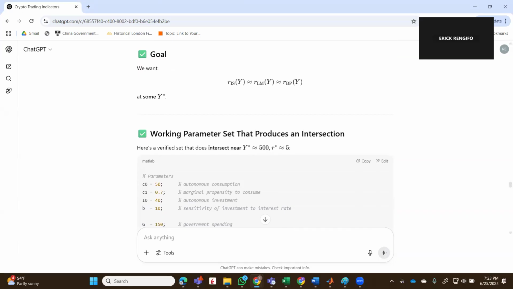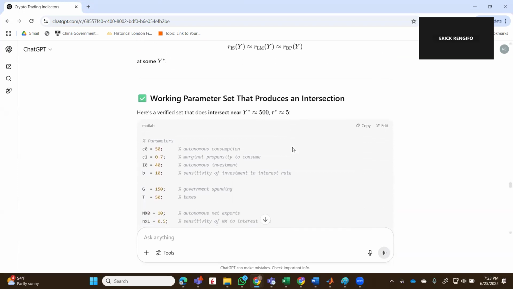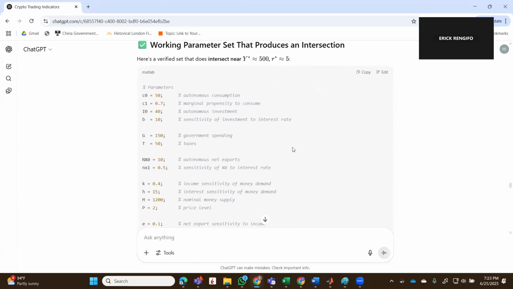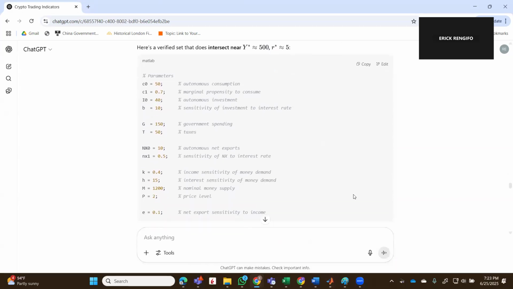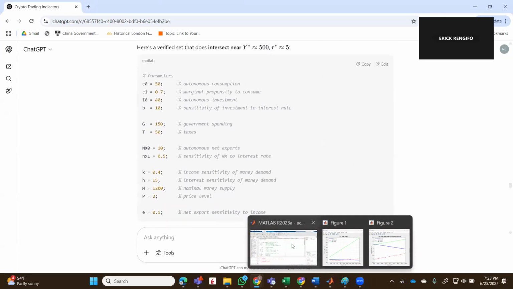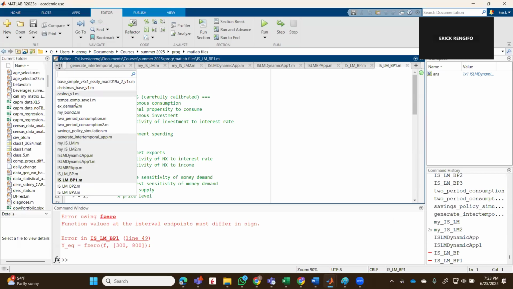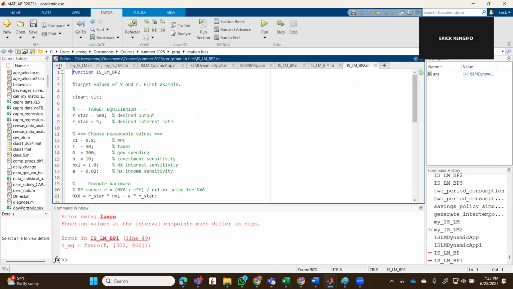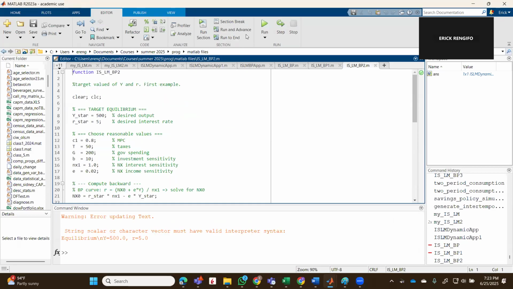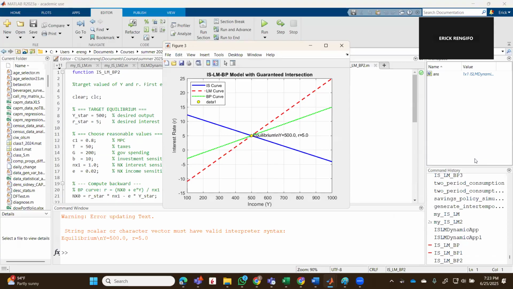And basically what these guys have done is they have estimated more or less the coefficients, if you, the Y star at 500 and R at 5, more or less can produce, most likely will produce a result. So if they give you the code, you run the code. This is the code VP number 2. Just run this code, and then you can see.